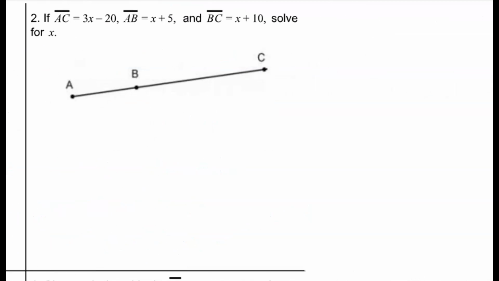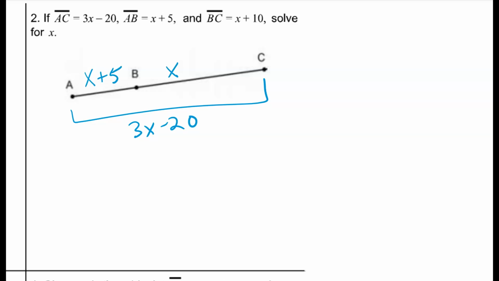For number 2, if AC is 3x minus 20, AB is x plus 5, and BC is x plus 10, solve for x. So this is another addition postulate. I know we have a straight line segment here, but I'm not going to be thinking, oh, I see a straight line, so I know I have 180 degrees. That's true, but I don't have any angles here. I only know anything about lengths of segments. So again, I'm going to say to myself, the sum of the parts should equal the whole.